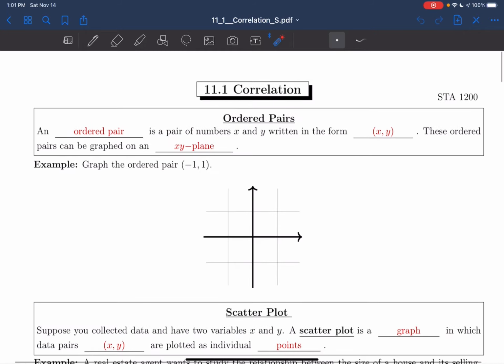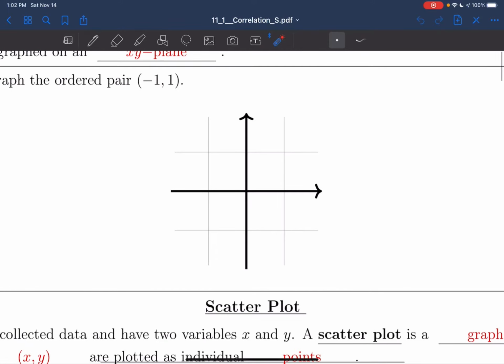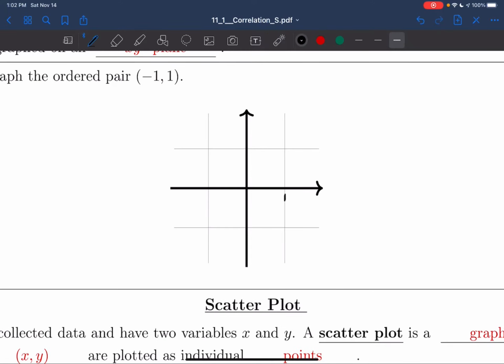To begin, I want to remind us what an ordered pair is. An ordered pair is a pair of numbers x and y written in the form (x, y). These ordered pairs can be graphed in an xy plane. For example, let's graph the ordered pair (-1, 1). So -1 is on the x-axis and then 1 on the y-axis. So here we have the ordered pair (-1, 1).